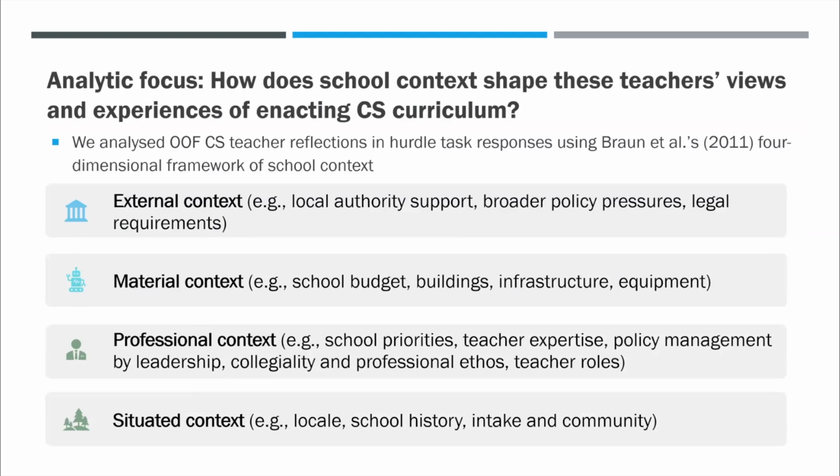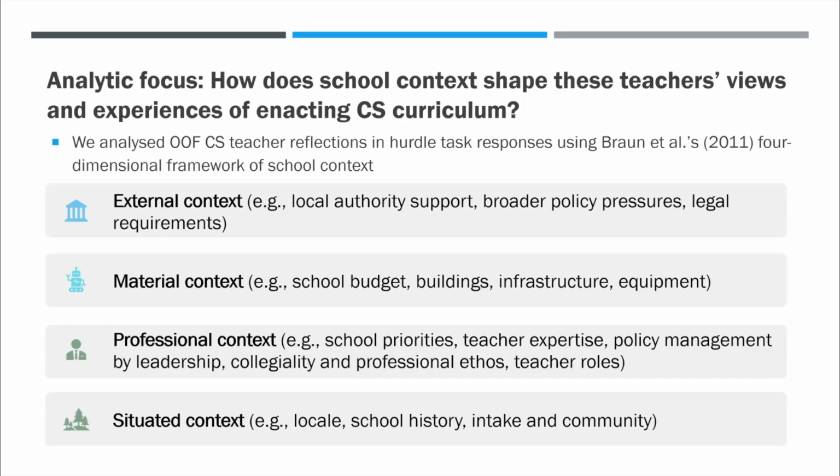The first one is the external context. So this could be the local authority support, the broader policy pressures and issues, the legal requirements that are required. The material context has to do with more specific things like school budgets, buildings, infrastructure, equipment. How do they constrain what can be done?